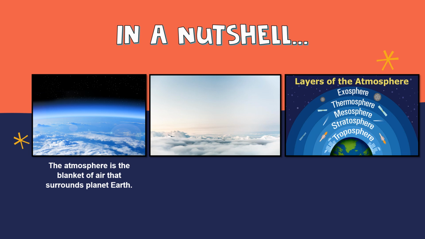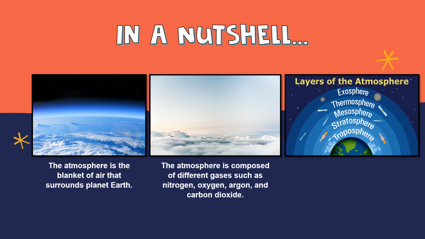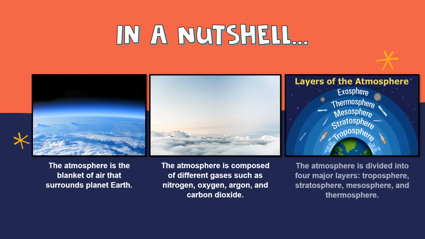The atmosphere is composed of different gases such as nitrogen, oxygen, argon, and carbon dioxide. The atmosphere is divided into 4 major layers: the troposphere, stratosphere, mesosphere, and thermosphere. Each layer has different characteristics and functions.